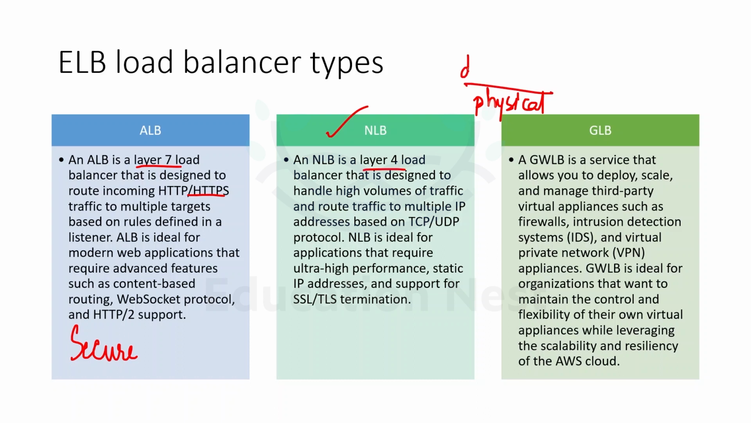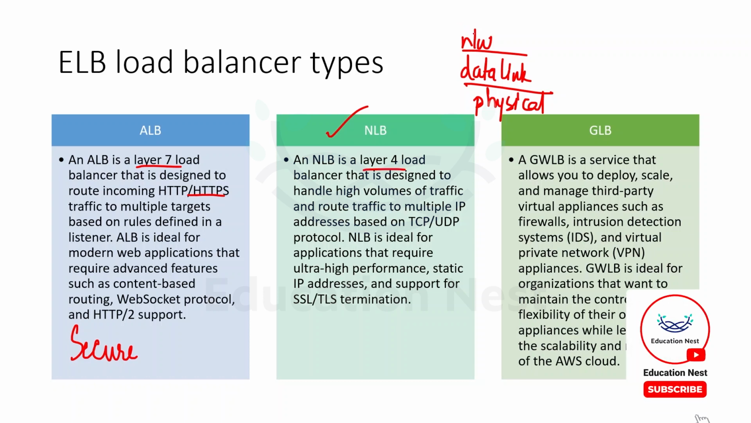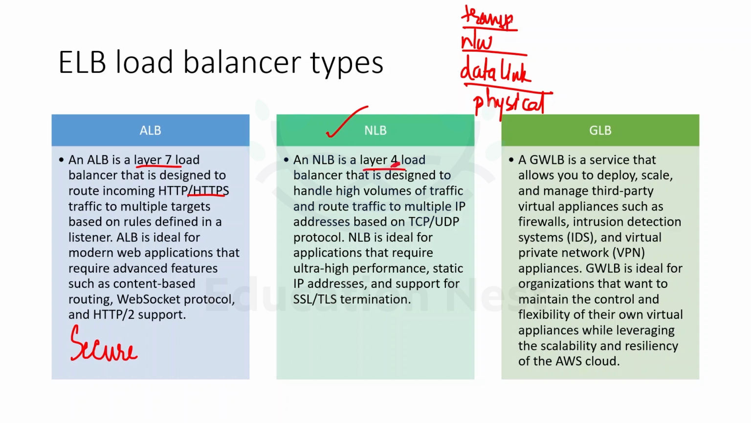On top of the physical layer, we have the data link layer. The data link layer is responsible for framing the data into packets, adding the headers and trailers to the data. Then we have the network layer. The network layer is responsible for routing the packets between different networks using logical addresses such as IP addresses. So it will be responsible for identifying the source and destination.